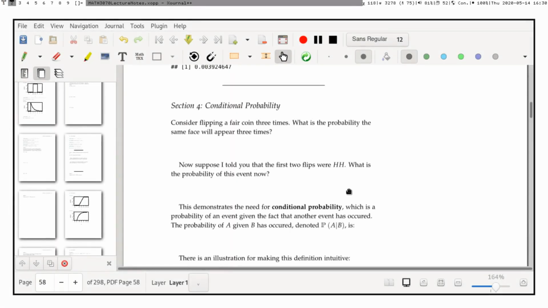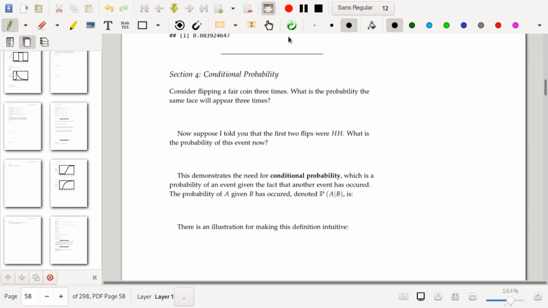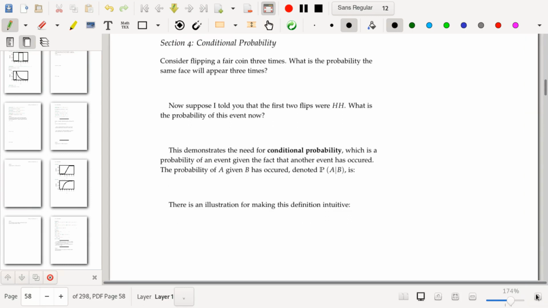Next up, we're going to talk about conditional probability. Suppose in an experiment, we've decided we're going to flip a coin 3 times. What then would be the probability that the same face will appear 3 times?